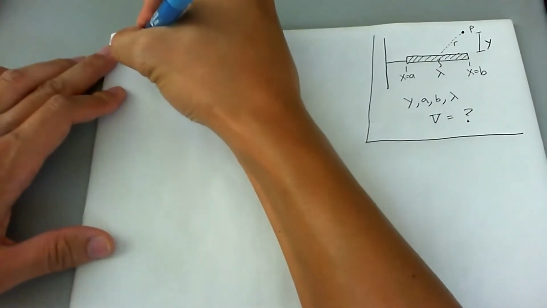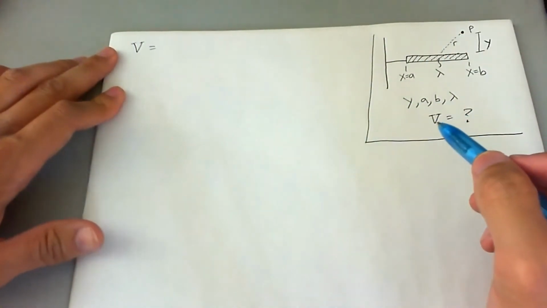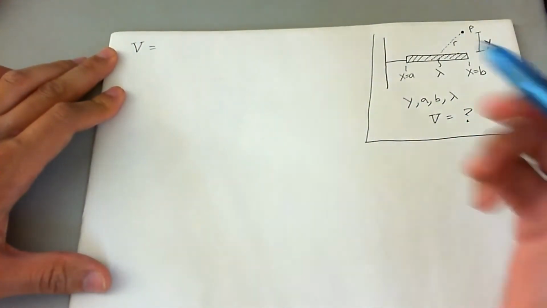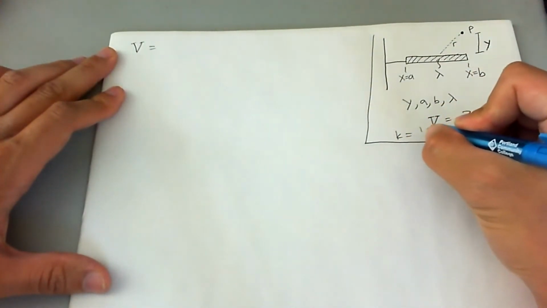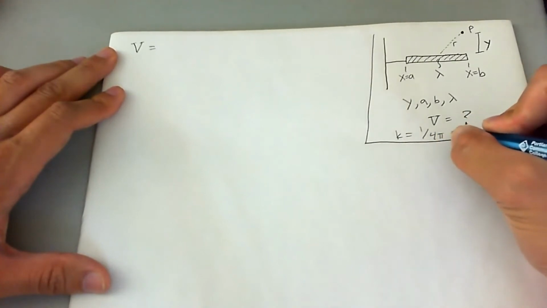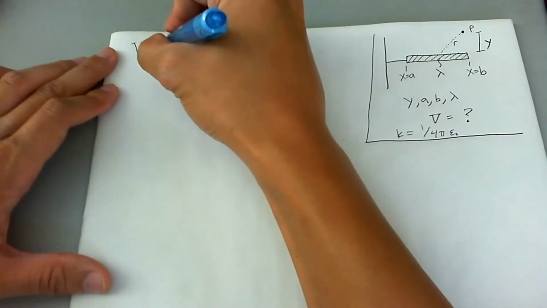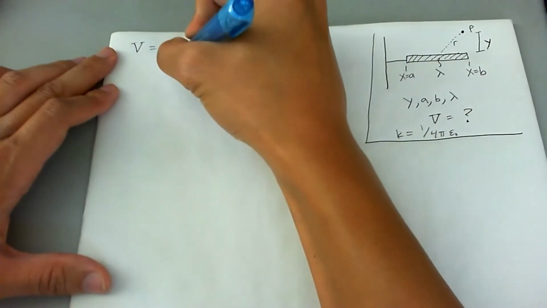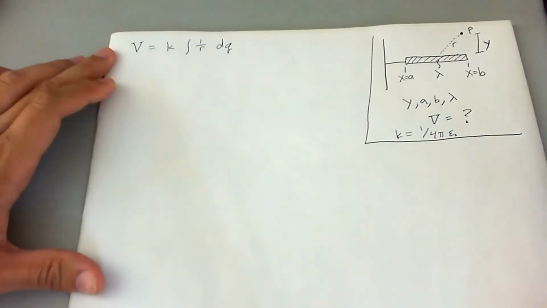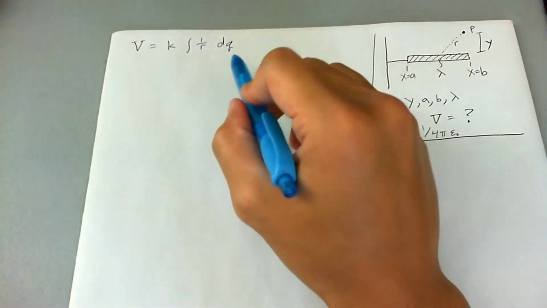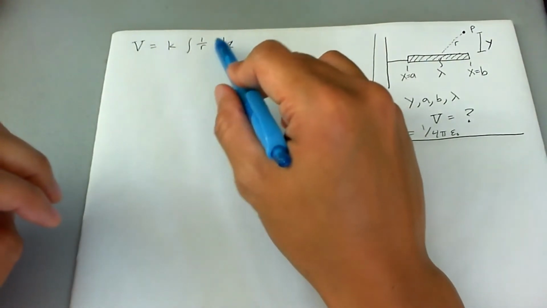We are going to start off with capital V equals, now instead of 1 over 4 pi epsilon naught, I'm just going to go ahead and write it as K. So we can say that K is 1 divided by 4 pi epsilon naught, just so we have a little shorthand. So V is equal to K integral 1 over R dq. Now, like I was saying earlier, you rarely do an integral with a dq.